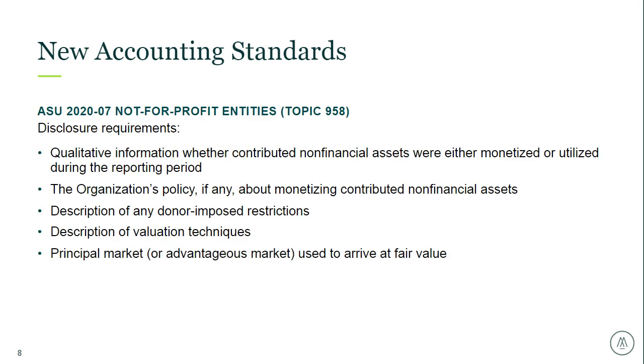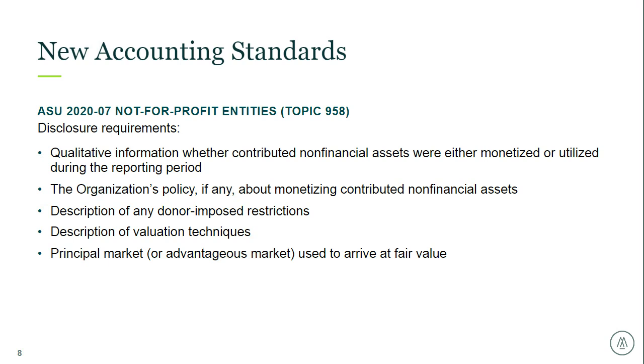And then there are disclosure requirements. So the disclosure requirements, the qualitative information on whether the contributed non-financial assets were monetized or utilized. So monetized is that if there's a policy where you receive something and you immediately sell it, that would be the monetization. And then description of any donor-imposed restrictions. We have an example of this on the next slide here in a moment. And then description of valuation techniques. So let's look at what a disclosure might look like.